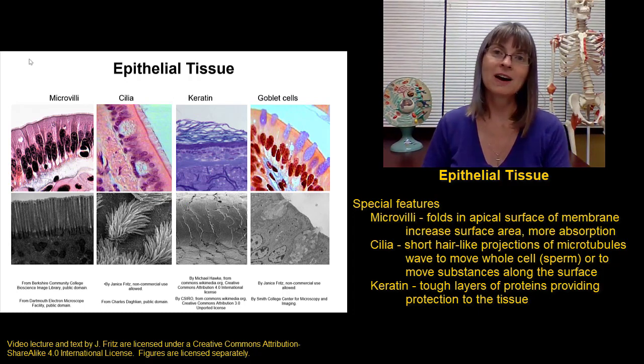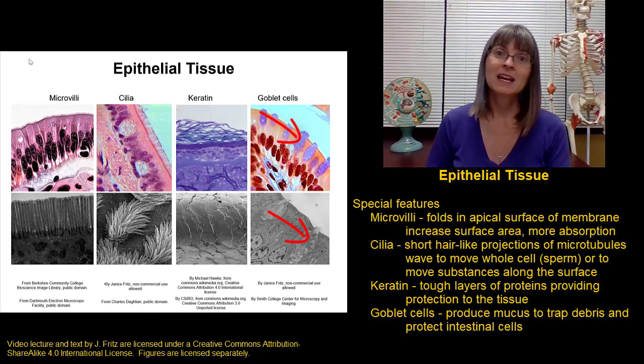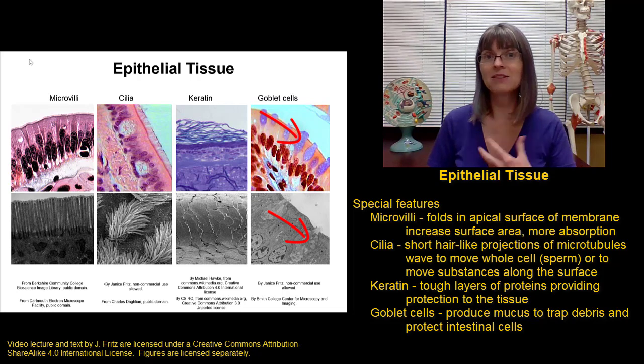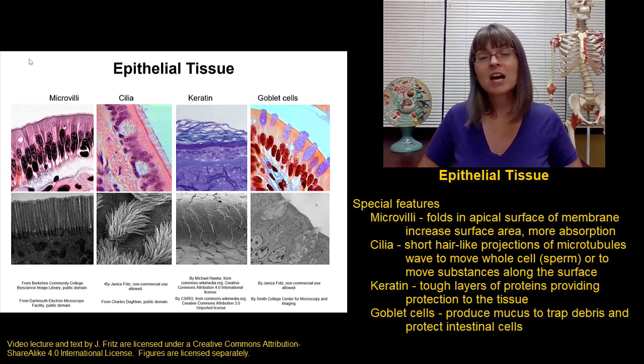One more feature that we find in some epithelial tissues is goblet cells. Goblet cells are cells that are specialized to produce mucus. This mucus is important in a couple of different ways. In the respiratory system, we already discussed the fact that the mucus helps to trap pathogens. We see goblet cells in our intestinal epithelium as well, and in those areas the mucus helps to provide a protective layer to keep the digestive enzymes from damaging the intestinal cells.